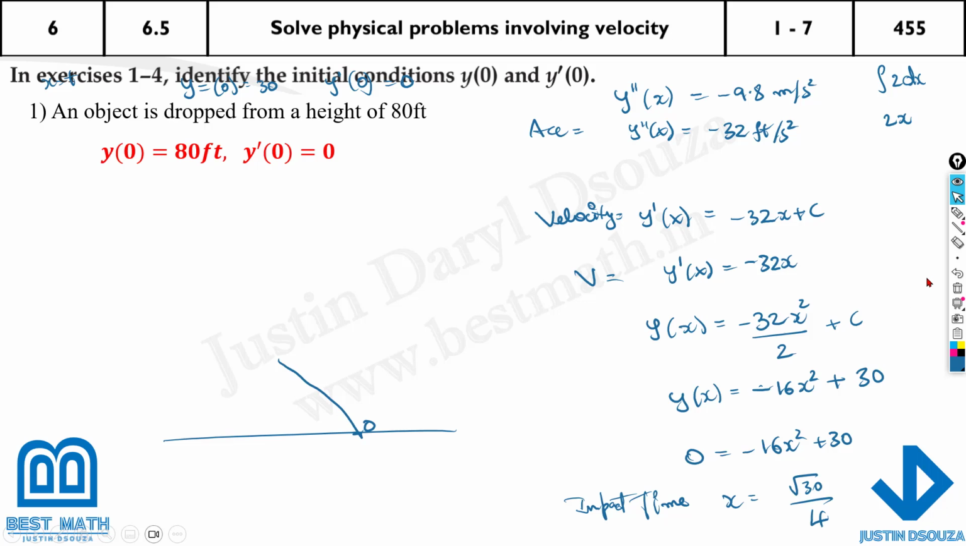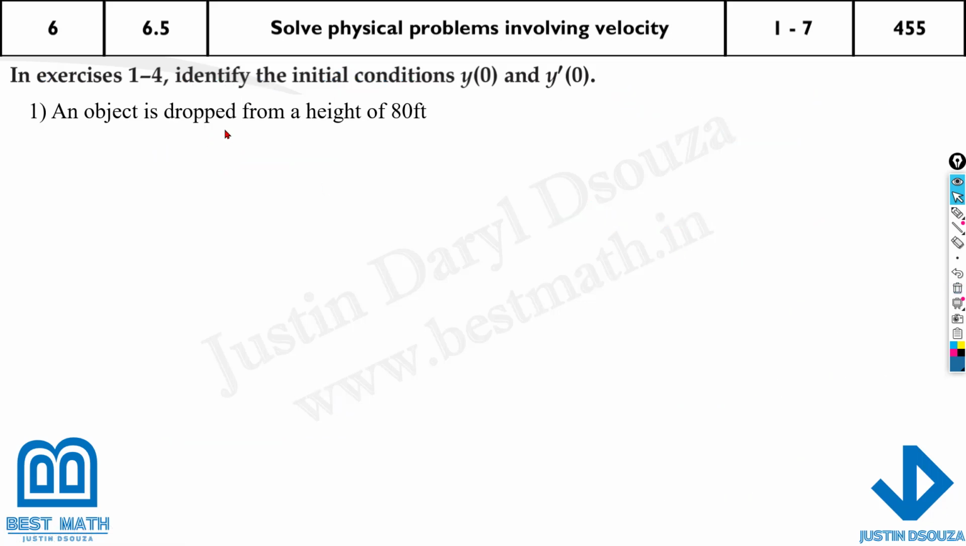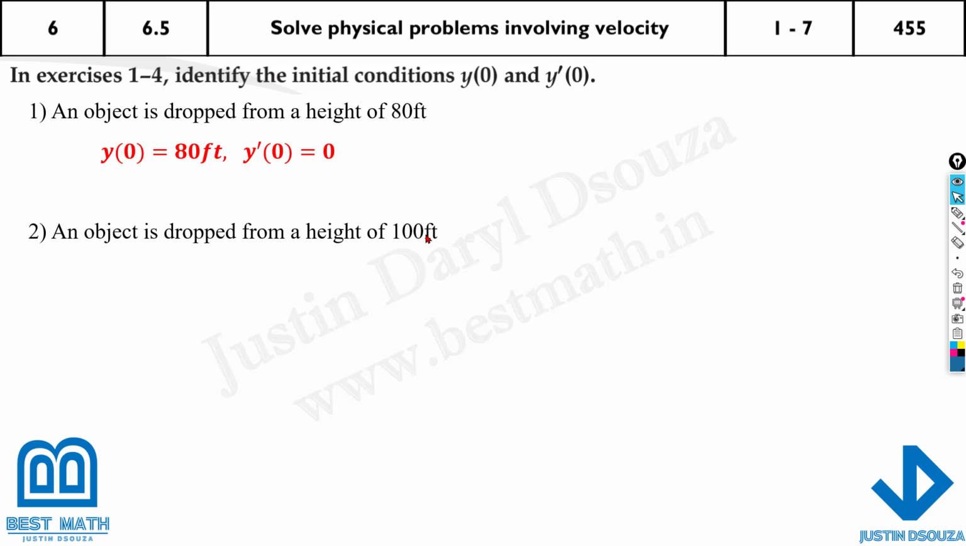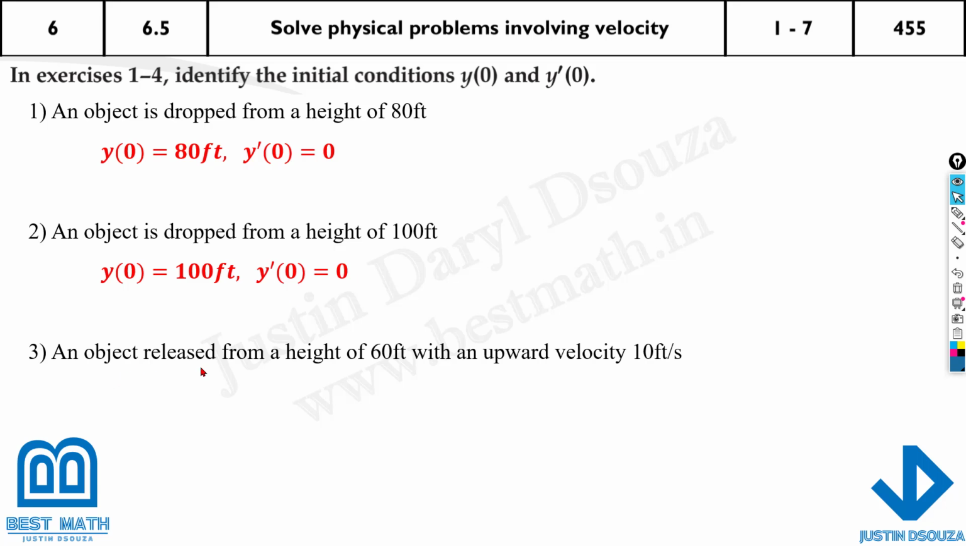Over here, these are again very simple problems. An object is dropped from a height of 80, so y of 0 is 80, and velocity is not mentioned, so it's 0. What about this one? Again, y of 0 is 100, but y prime of 0 is 0. An object is released at a height of 60 feet with an upward velocity of 10. So y of 0 is 60, and the velocity is positive 10.